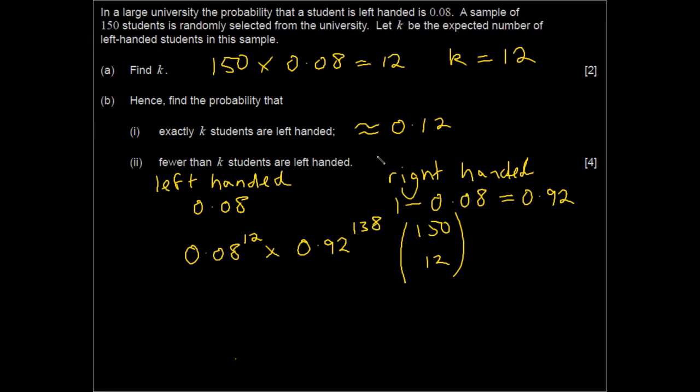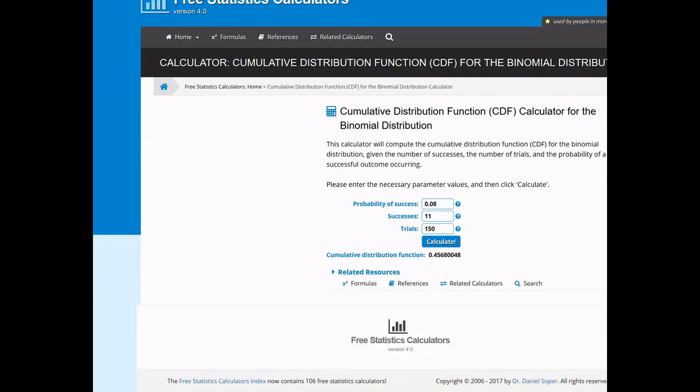So this one, part 2, is 0.457. Now you can also use a cumulative distribution function calculator. What I've done here is cumulative distribution function, which you'll have on your graphical calculator also. You'd enter the probability of success, which is 0.08, the number of successes you need, which would be up to 11, so that would include 0, 1, 2, 3, 4, 5, all the way up to 11, and the number of trials, which would be the number of students. Calculate that, and that's given me the exact same answer.